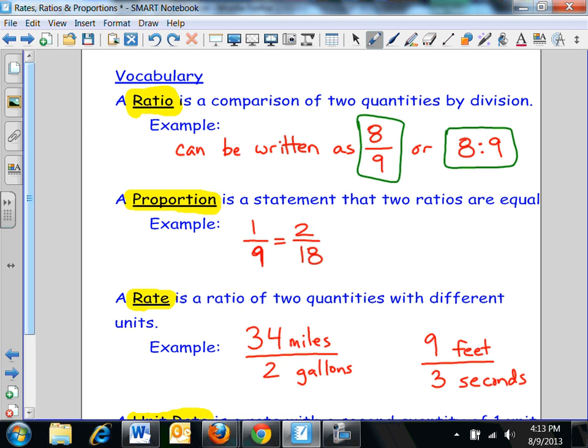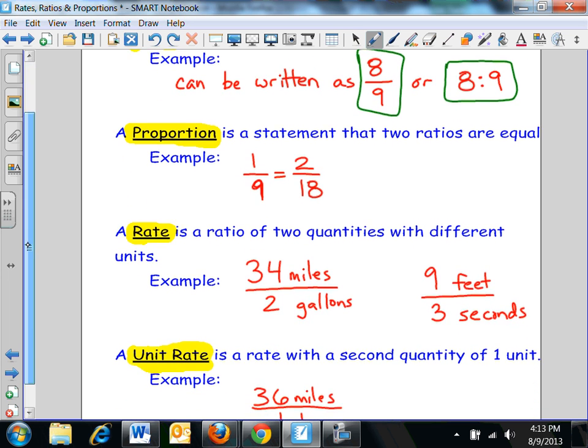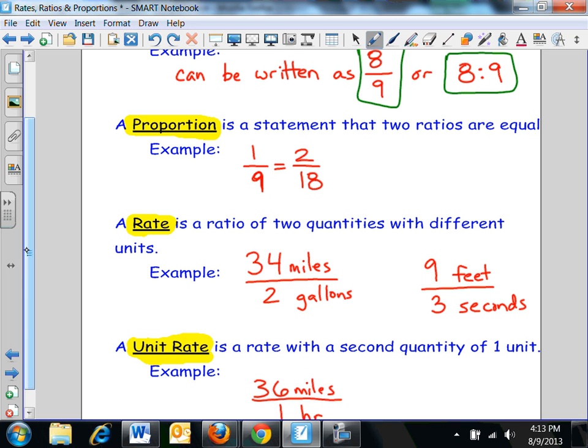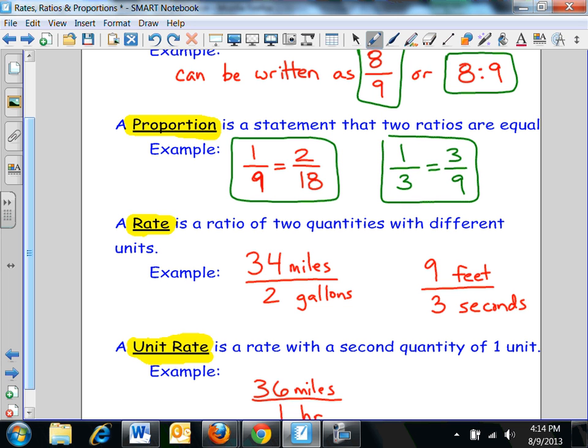Okay, the second one is a proportion, which is basically the same thing as a ratio. It's just two ratios that are equal to one another. So here's a great example: 1/9 is equal to 2/18. If we reduced 2/18, it would be equal to 1/9. So you can see another example would be 1/3, and it's equal to 3/9. Any proportion is always equal.